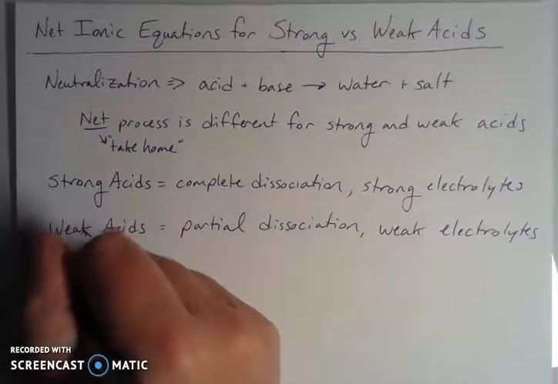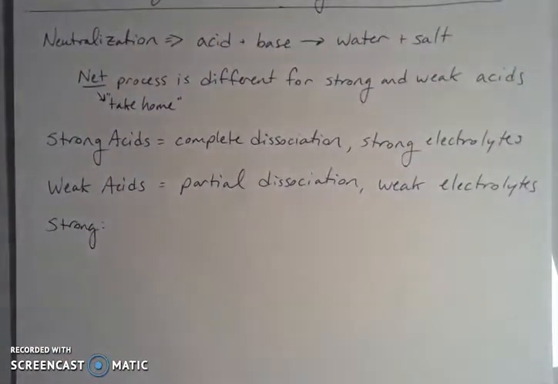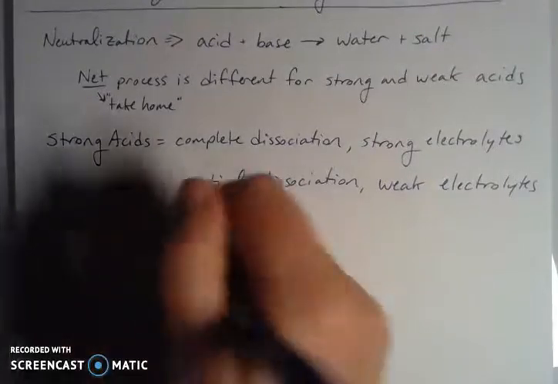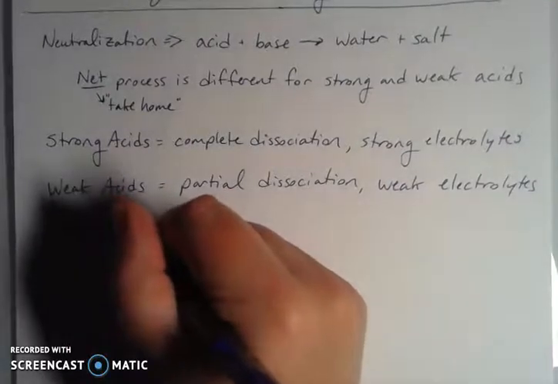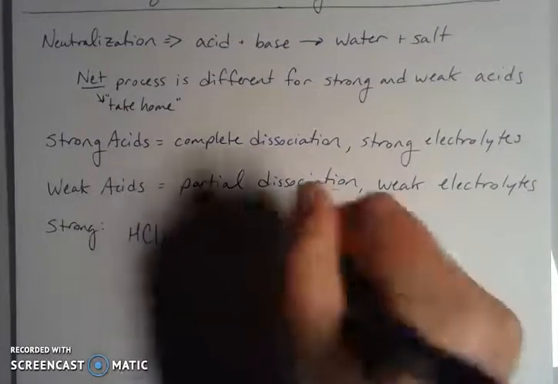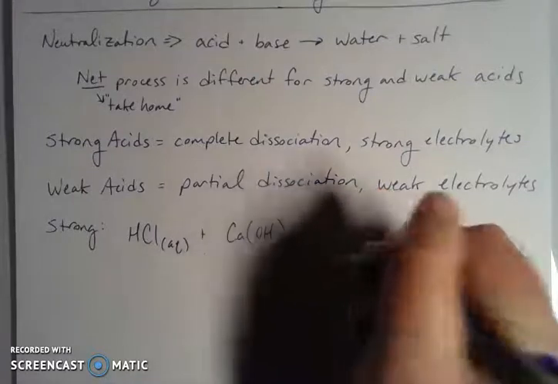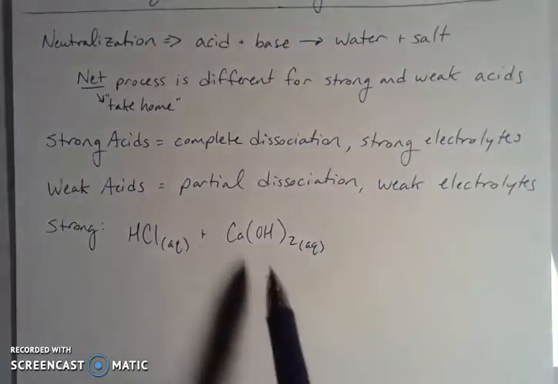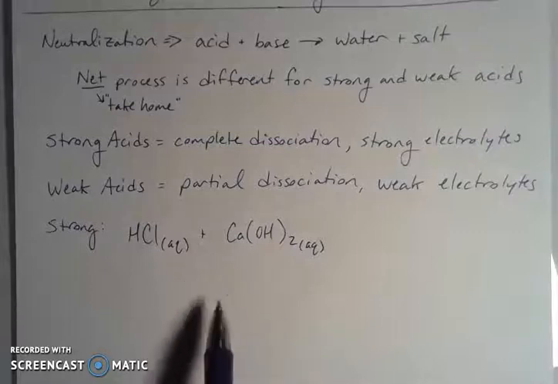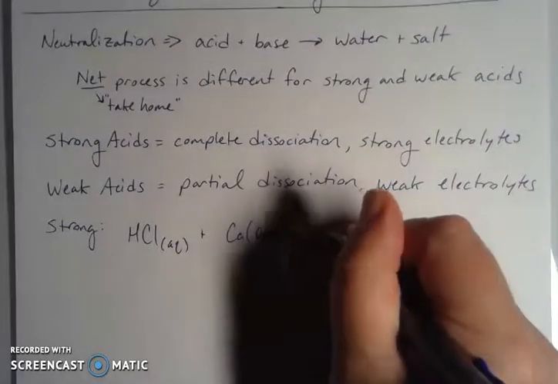So let's take a strong one first, and then we'll look at the net ionic equation. In both of these, I'm going to use a strong base reacting with either a strong acid or a weak acid. So let's start with strong. Let's look at hydrochloric acid. We know that's a strong one. And let's react it with calcium hydroxide, which is a strong base. And we know that it's strong because all of the metal hydroxides from the metal cations coming from groups 1 and 2, so the alkali metals and the alkaline earth metals, except for beryllium, are strong bases.